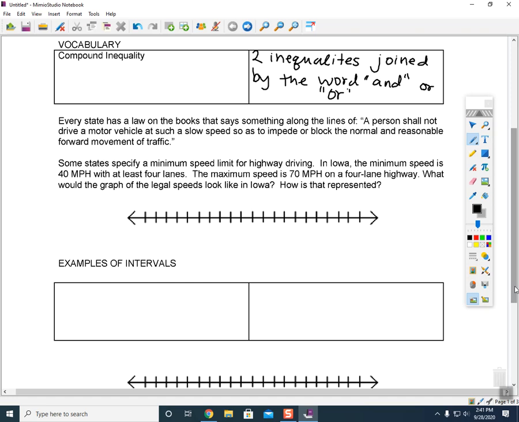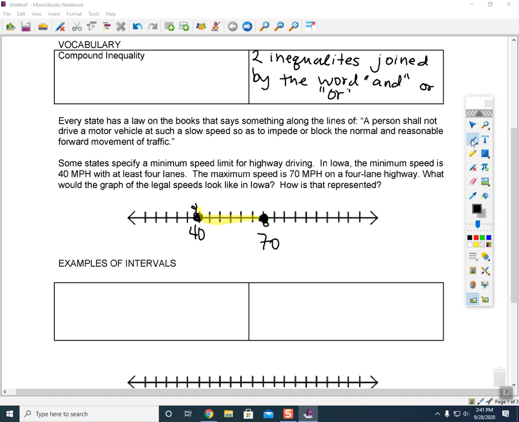as an inequality. So if I'm driving at least 40 miles per hour, that includes 40. So I'm going to have a closed dot at 40. And then I can drive at most 70. So I'm going to have a closed dot also on 70. I also know that I can drive anywhere in between 40 and 70. So I'm going to shade in between here. I can drive anywhere in between 40 and 70 miles per hour on the highway.